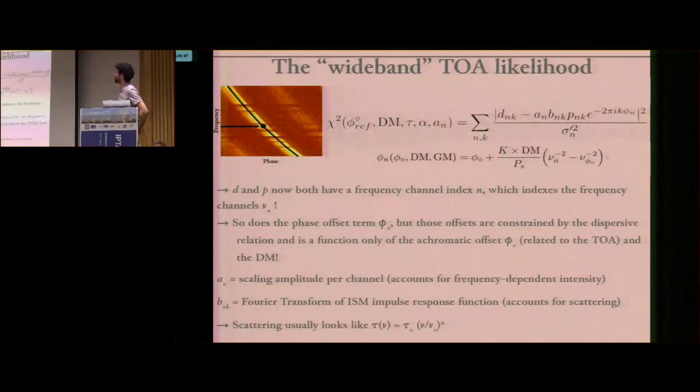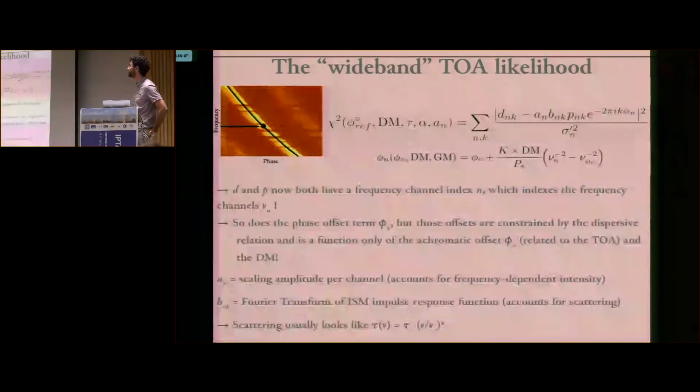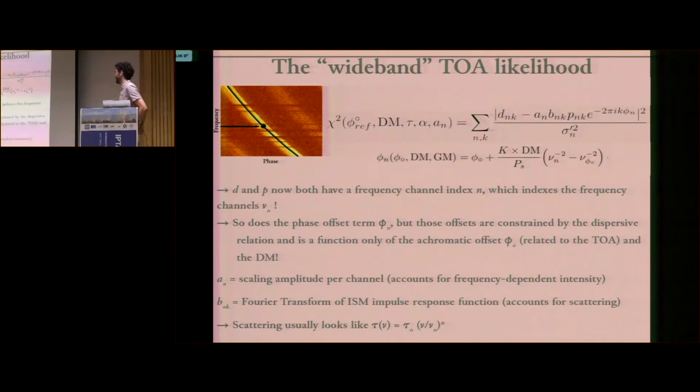And here's the wideband TOA likelihood. It looks exactly the same, except there's this new index N, which indexes the frequency channel, so you've maintained frequency resolution. That phase term there is still just the phase offsets, so it's basically a cross correlation in each and every channel. But these very many phase offsets are constrained by the DM relation, so you extract the common mode and the DM parameter. So that's it. You get a measurement of a TOA and a DM.